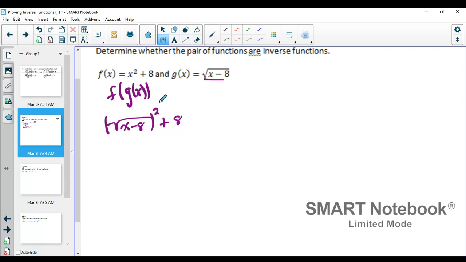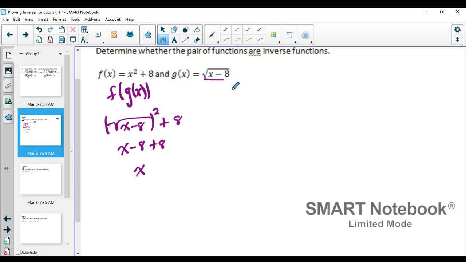Okay, so now we're going to simplify this as much as we can. So we have the square root squared. When that happens, they cancel each other. So this part simplifies down to x minus 8. And then we still have the plus 8 over here. And then we can combine like terms. So negative 8 and positive 8 are 0, so essentially they go away. So we're left with just x. So far, this first set matches because f of g of x simplified to just x.